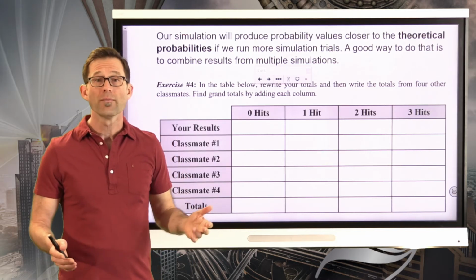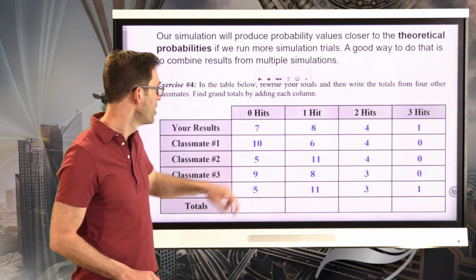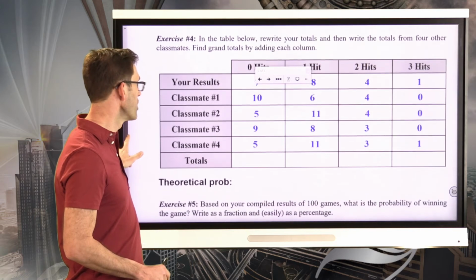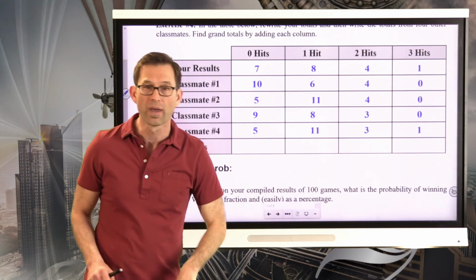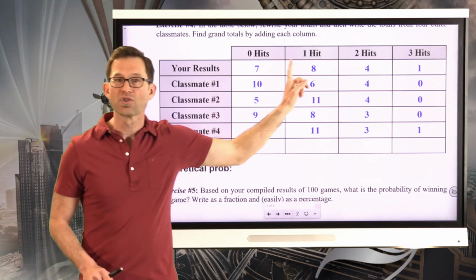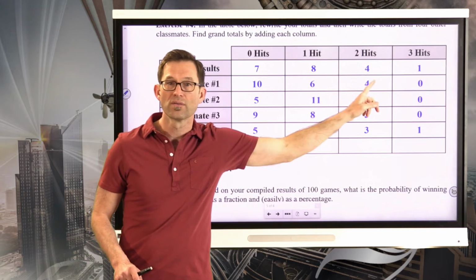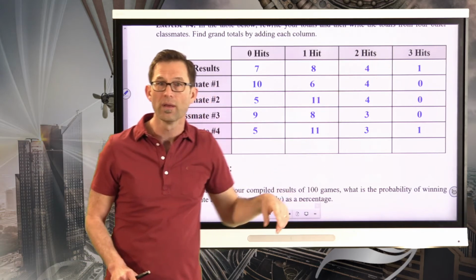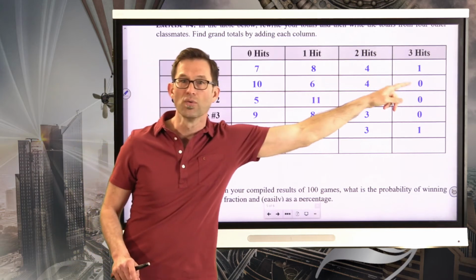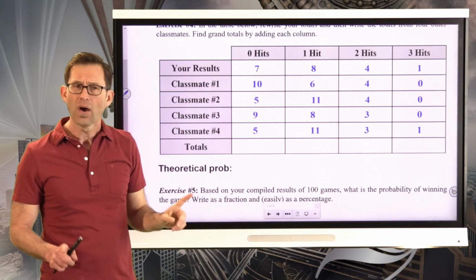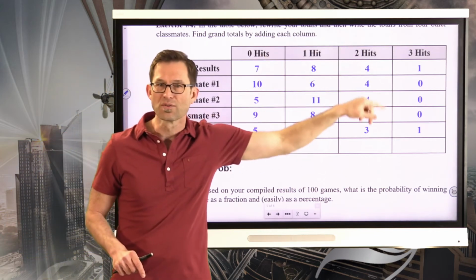All right, well, again, I don't know, but these are the results, okay? And again, I did these all myself, okay? And these are my initial table, right? So from the previous screen, I had 7 with 0, 8 with 1, 4 with 2, 1 with 3. When I played it again, I had 10 with 0, 6 with 1, 4 with 2, 0 with 3, etc. And notice, right, it's not like all the numbers in these columns are the same.